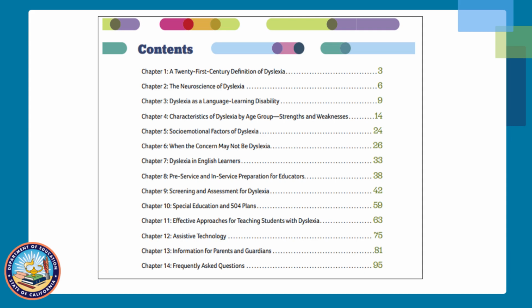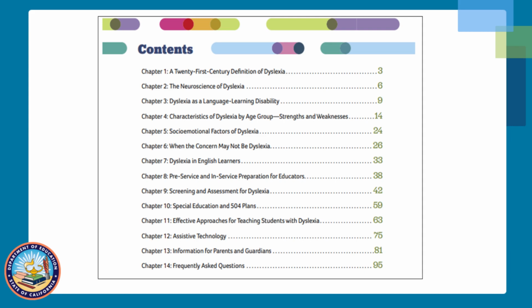Chapter 1, a 21st century definition of dyslexia on page 3. Chapter 2, the neuroscience of dyslexia on page 6. Chapter 3, dyslexia as a language learning disability on page 9. Chapter 4, characteristics of dyslexia by age group, strengths and weaknesses on page 14. Chapter 5, socio-emotional factors of dyslexia on page 24. Chapter 6, when the concern may not be dyslexia on page 26. Chapter 7, dyslexia in English learners on page 33. Chapter 8, pre-service and in-service preparation for educators on page 38.